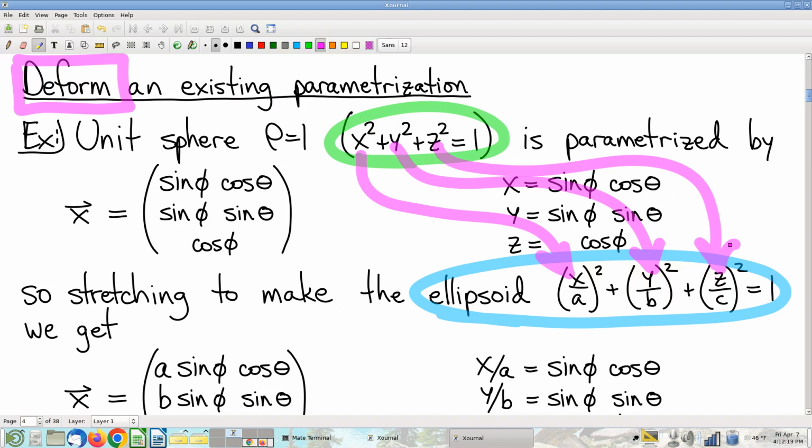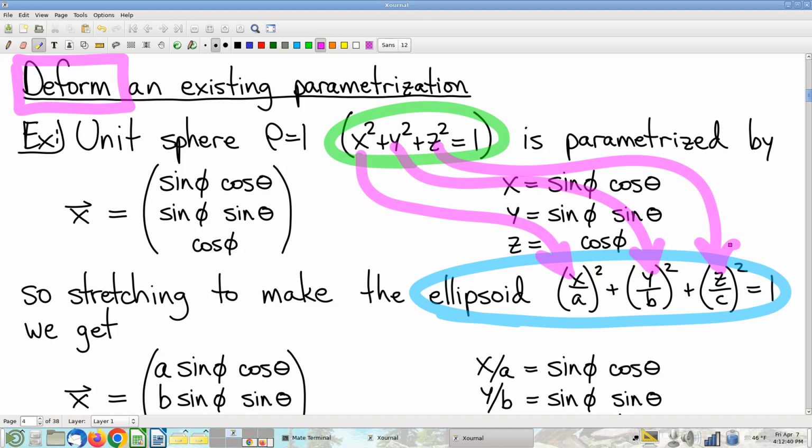All I have to do is stretch by a factor of A in the X direction, stretch by a factor of B in the Y direction, stretch by a factor of C in the Z direction. So the deforming is easy. The green parameterization is easy, the deforming is easy. So all I got to do is kind of fit those pieces together and I can get what would otherwise be a very difficult parameterization of this blue ellipsoid.